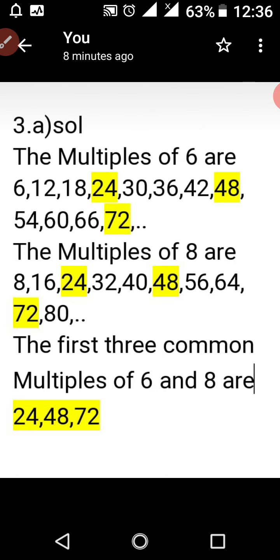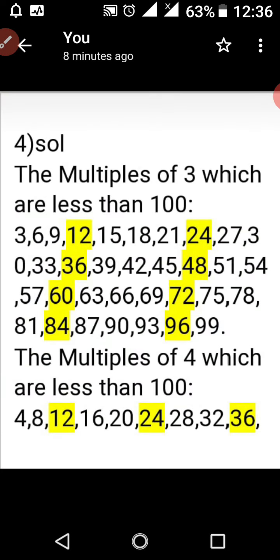Then move to the fourth question. Write all the numbers less than 100 which are common multiples of 3 and 4. Here also we need to find the multiples of 3 and 4 which are less than 100. First of all, write the multiples of 3 which are less than 100. Here we got many multiples from 3 onwards up to 99. List out all the multiples of 3.